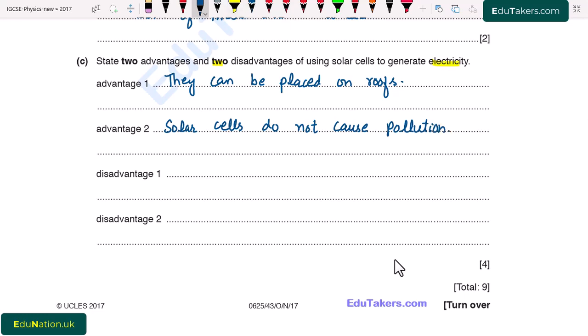So next we have to write the disadvantages of using the solar cell for the generation of electricity. So first of all, the initial cost is very high and they spread over long area and take more space. So in some houses there is no enough space that they can place the solar cell. So it's a disadvantage of the solar cell that it takes a large space.